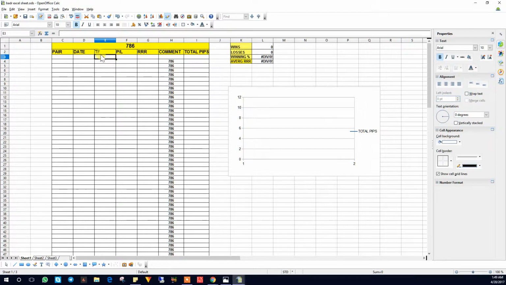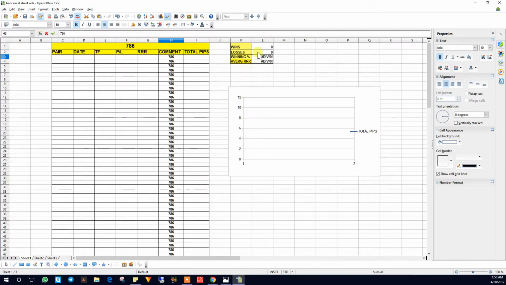Well, after the time frame, you put the profit or loss of that trade, and you put the risk reward ratio and the comment. In this case we have only the 786 strategy, so you don't need any comment, just write 786 and copy it on all the other cases. And the next thing is the total pips. All right, you put the total pips here.